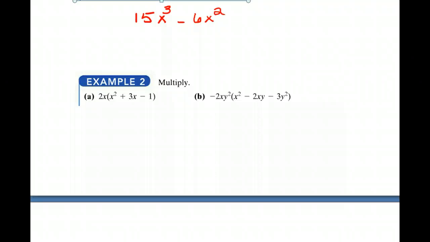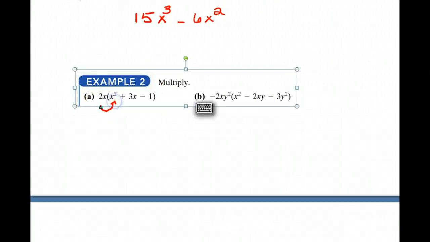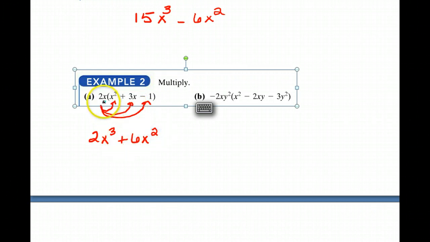Okay, by now you should have had an opportunity to complete example A and you should be ready to go over the answer with me. You should have distributed the 2x into that group of parentheses and multiplied it by every single term. So 2x times x squared makes 2x cubed. 2x times 3x makes positive 6x squared. And 2x times negative 1 makes negative 2x.